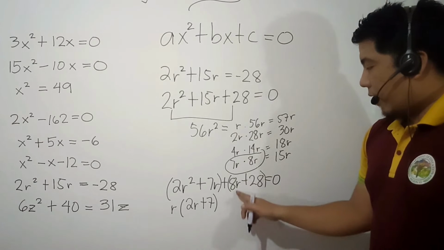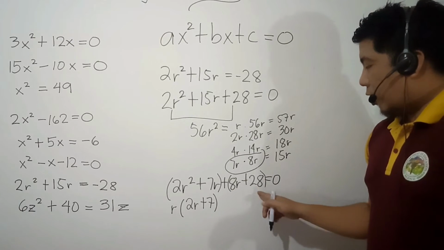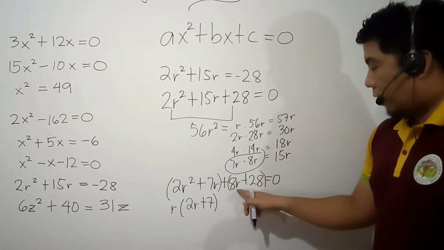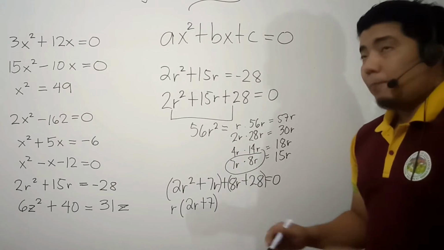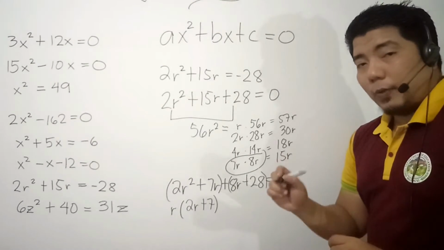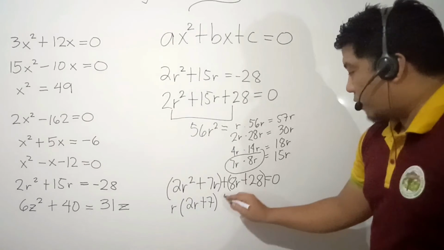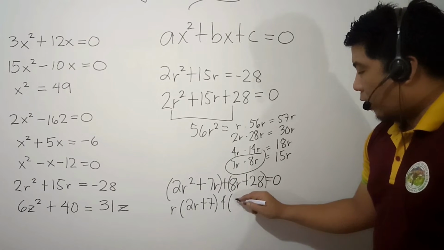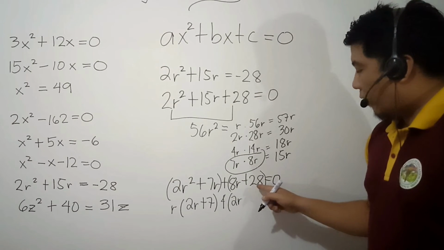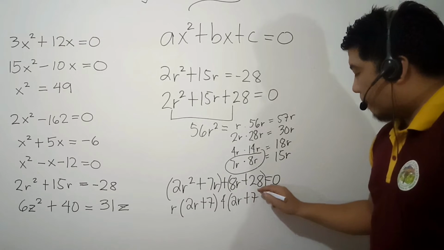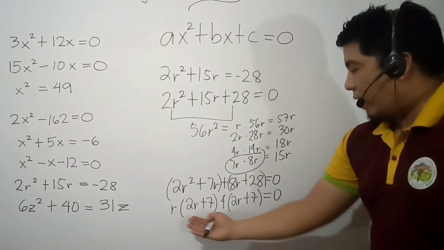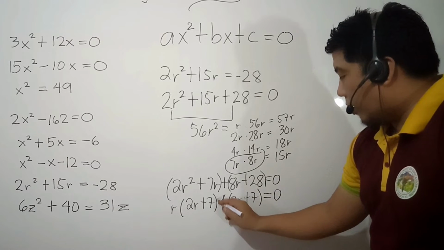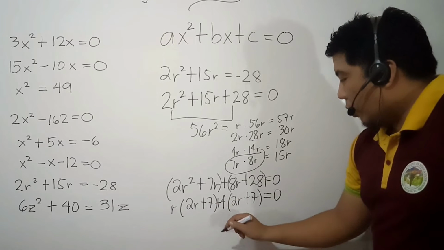Next, we have 8r plus 28. What is the common factor for 8r and 28? Since we don't have any r's for both terms, we just factor 8 and 28. What is the common factor of 8 and 28? We have 4. So if we extract 4 from 8r, we have 2r. If we extract 4 from 28, we have positive 7. Now, as you can see, we have identical factors. So we consider them as 1.